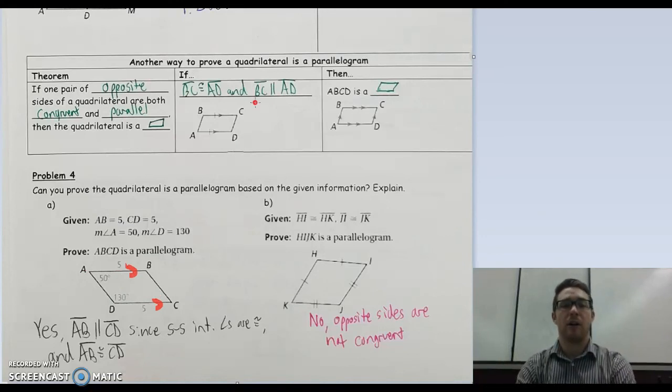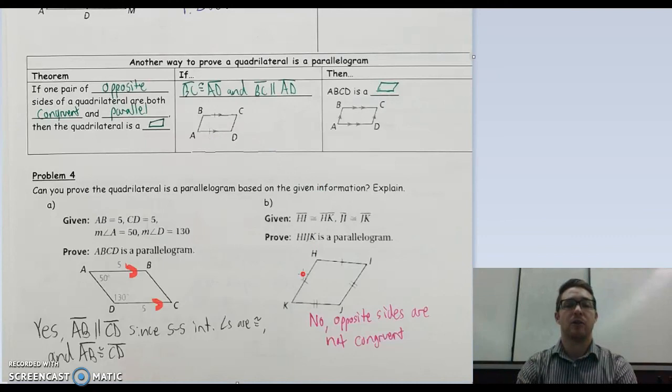So that's using our last property that we've just seen. Since AB is congruent to CD, and since it's also parallel to CD, I have one pair of opposite sides that are congruent and parallel, so that does make a parallelogram.